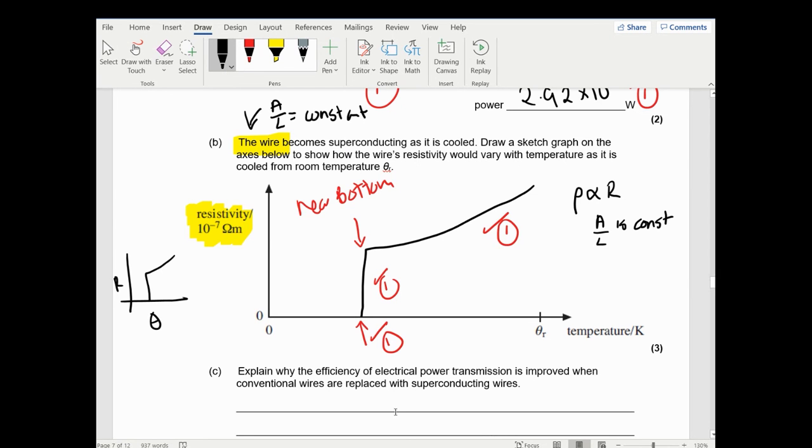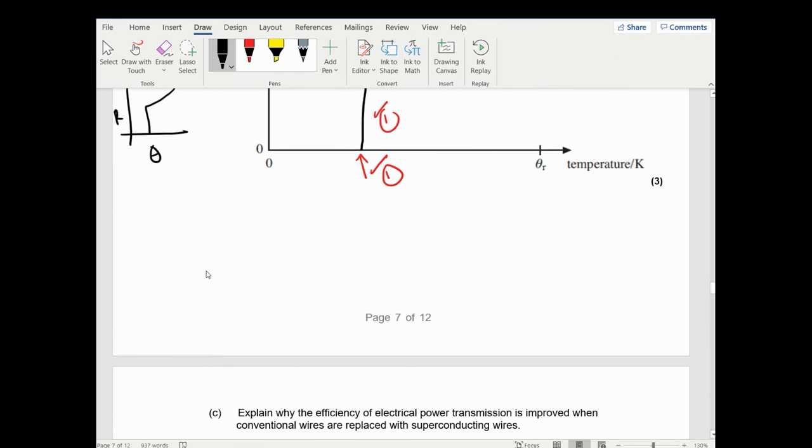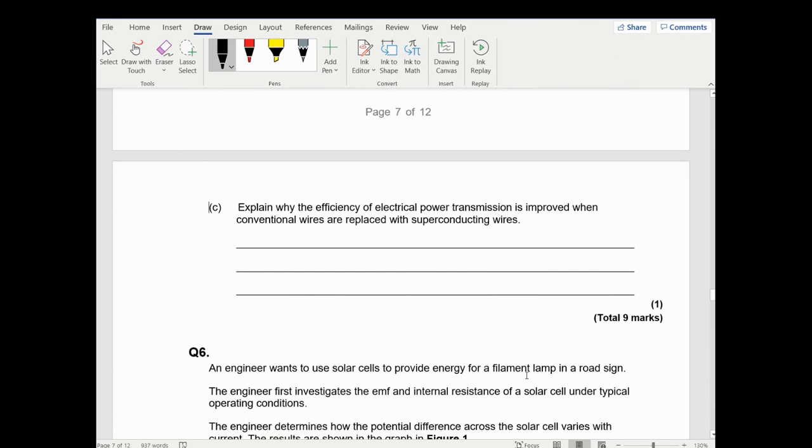Explain why the efficiency of electrical power lines is improved when replaced with superconducting wires. Standard response: superconductors have 0 resistance at the critical temperature.